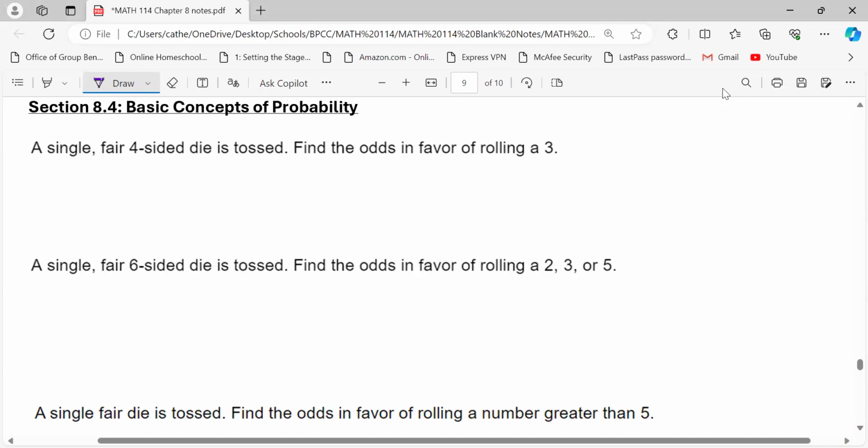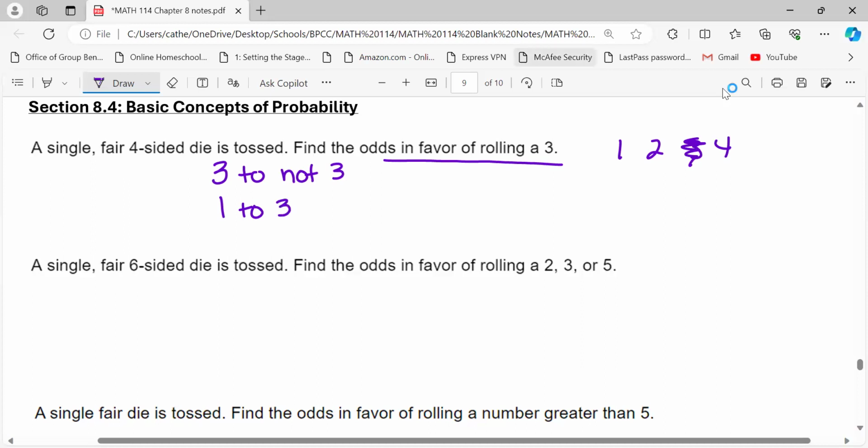Okay. So it's a ratio of 3 to rolling not 3. The odds in favor of rolling a 3, that has to come first. So you have 1, 3, and the number of numbers that are not 3. So we have 1, 2, 3, and 4. So if you roll a 3, we have 3 numbers that are not a 3. Okay, so the odds in favor of rolling a 3 are 1 to 3.